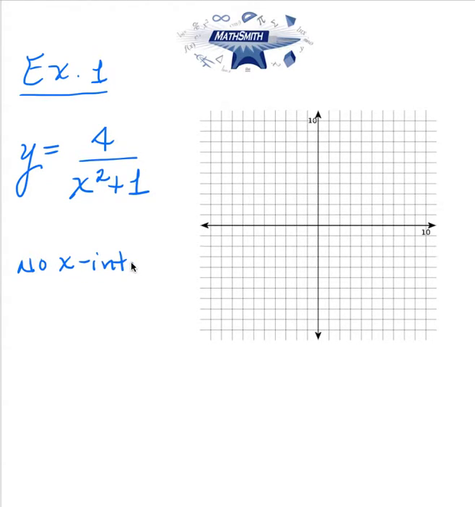Then the second one says it has a vertical asymptote where q of x, in other words the denominator, is equal to 0. In the real number system, is there anything that I can put in here that's going to cause this denominator, x squared plus 1, to equal 0? No, there isn't. So as a result, I have no vertical asymptotes. Okay, no vertical asymptotes.